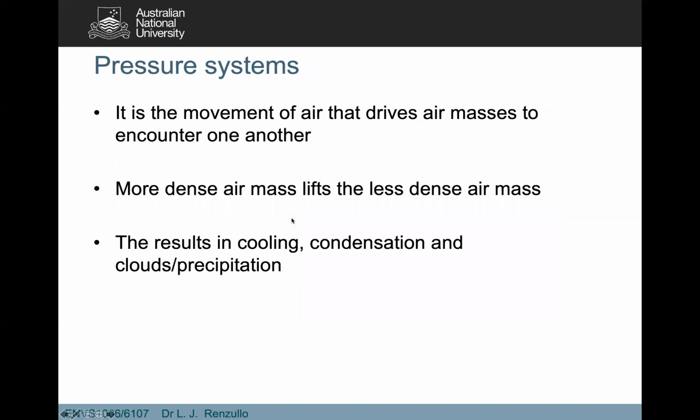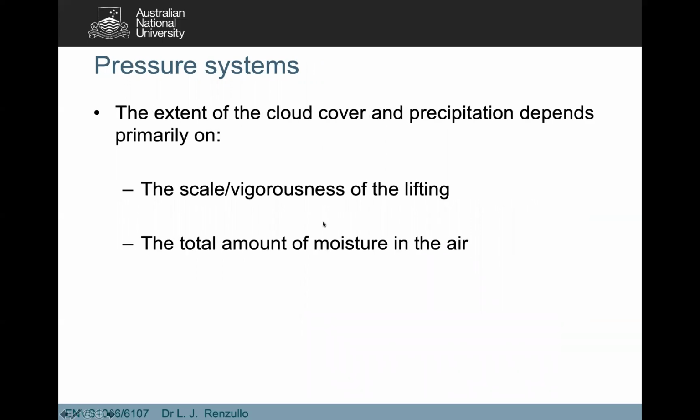So it's the movement of air that drives the air masses from one place to another. The more dense air mass lifts a less dense air mass. And the result is cooling, condensation, cloud formation, and then eventually precipitation. The extent of the cloud cover and precipitation depends on how much lifting occurs and the amount of moisture in the atmosphere.